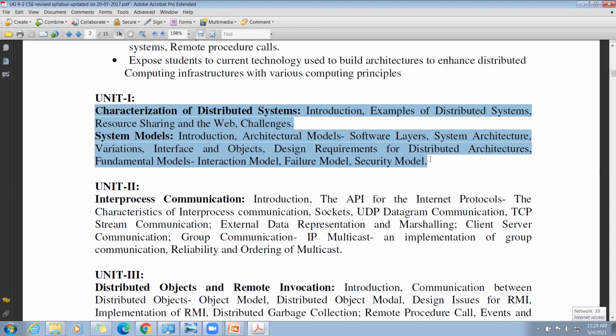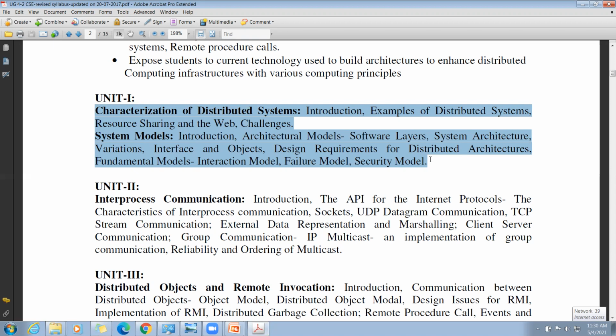Thereafter, we started the second part, the system models. In the system models, we discussed in the introduction what the distributed system models are. In those, we discussed architectural models: software layers, system architecture, variations, and the design requirements of distributed architecture.